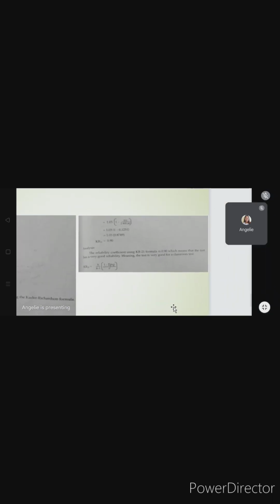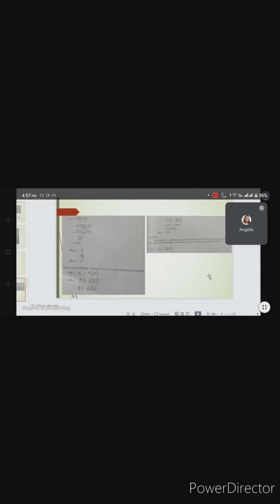So we have 1.03 when we divide 40 by 39. Then open bracket, we have 1 minus 351 over 2805.60, close bracket. So 1.03 times 1 minus 0.1251 is equal to 0.8749. So we need to multiply the 1.03 by 0.8749. So KR21 is equal to 0.90. In the analysis, the reliability coefficient using the KR21 formula is 0.90, which means the test has a very good reliability, meaning the test is very good for a classroom test.